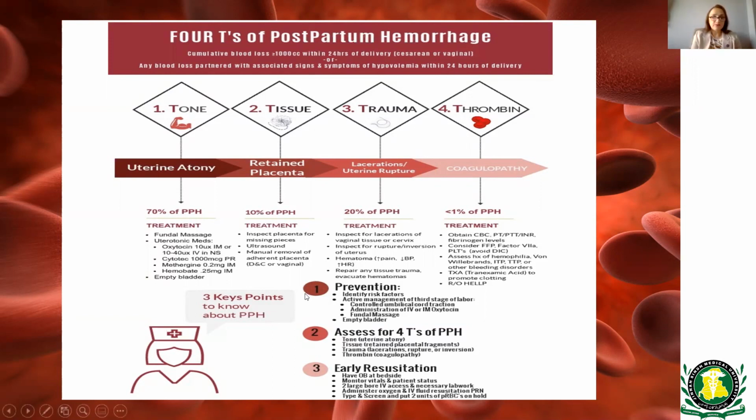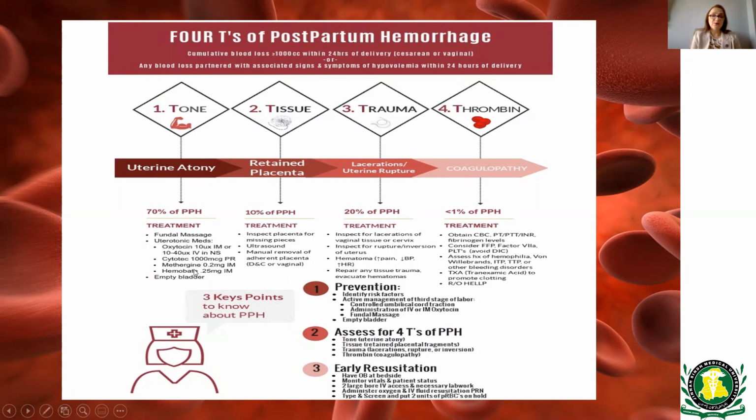Okay. So let's come to uterine atony, which is 70% of PPH. The treatment is fundal massaging and uterotonic medications like oxytocin, which is 10 international units IM, and also you can put up to 40 international units IV in an infusion and run it at 125 mils per hour. You can give Cytotec or misoprostol. It comes in a 200 microgram tablet. You can give up to 6 to 8 tablets, and you can give them per rectally, or you can put them directly inside the uterus or in the vagina.